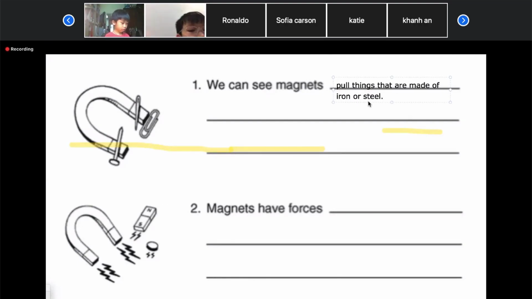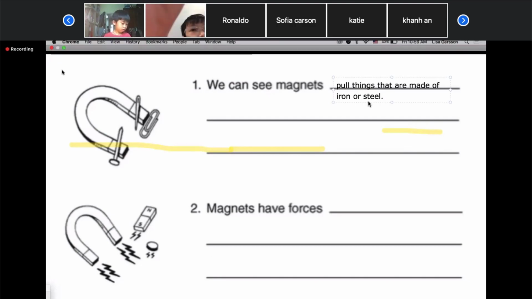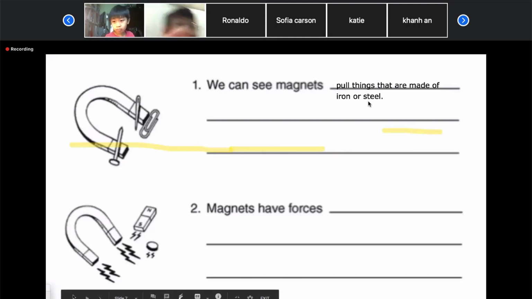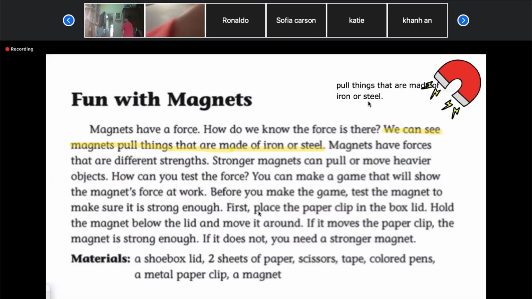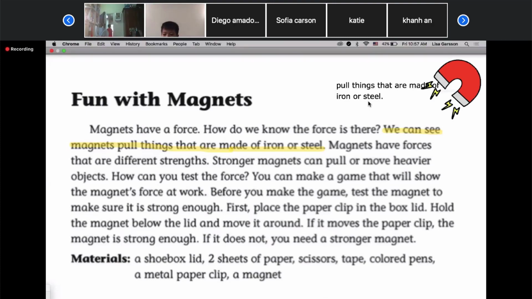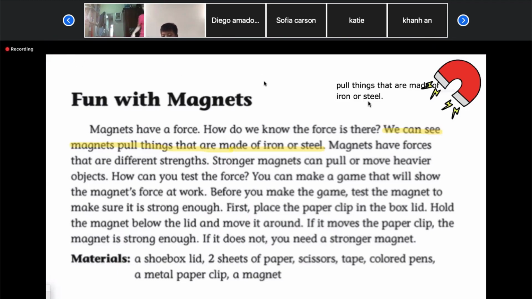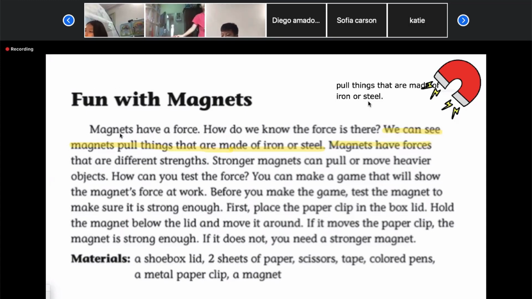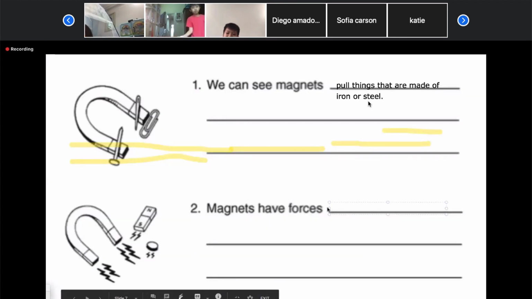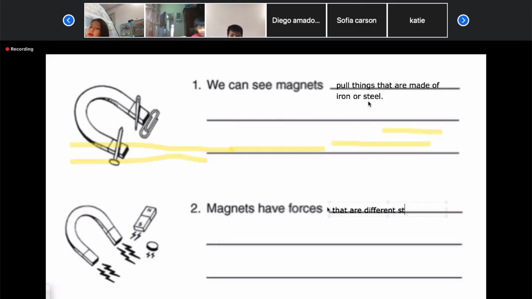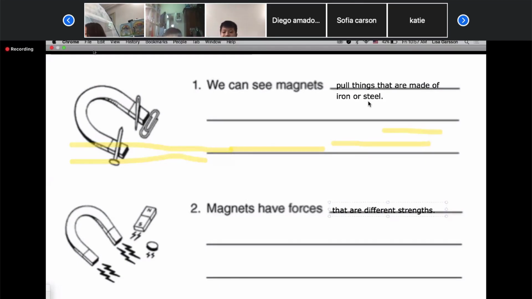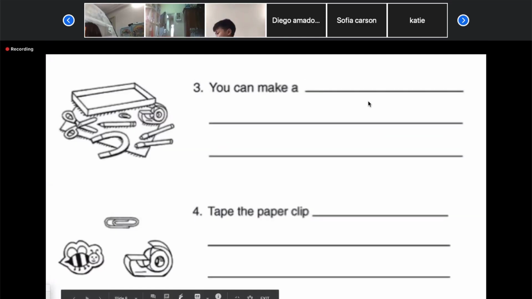Okay. Number 2, magnets have forces that are what? Let's go back to our magnets have forces that, Neymar, are you there? Yes. Can you finish the sentence for us? Magnets have forces that are different strengths. Good job. Magnets have forces that are different strengths.